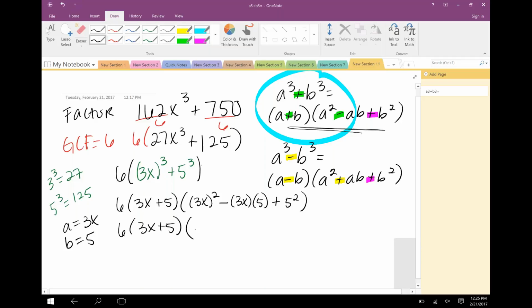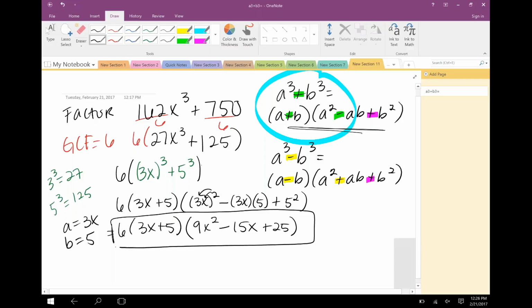And now let's clean this up. So (3x) all of that squared is going to be 3 squared is 9, and then x squared, minus 3x times 5 is 15x, plus 5 squared is 25. This is going to be our final answer here. Notice we're factoring, so we're not going to go back and multiply it all together. We'd end up right back with our original expression.